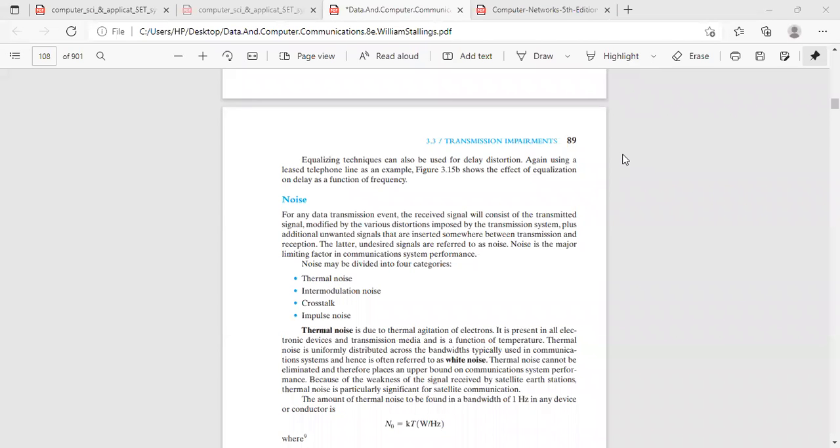Hello everyone. I welcome you all to the next topic in computer networks, UGC NET syllabus. And the next topic is noiseless channels and noisy channels.